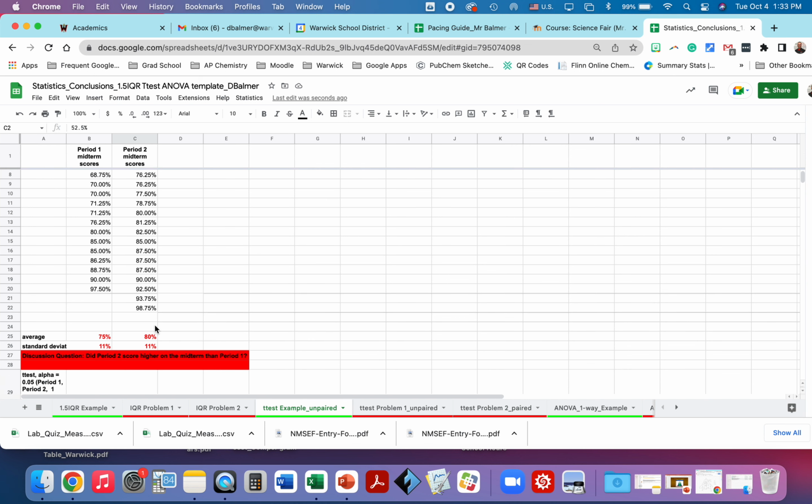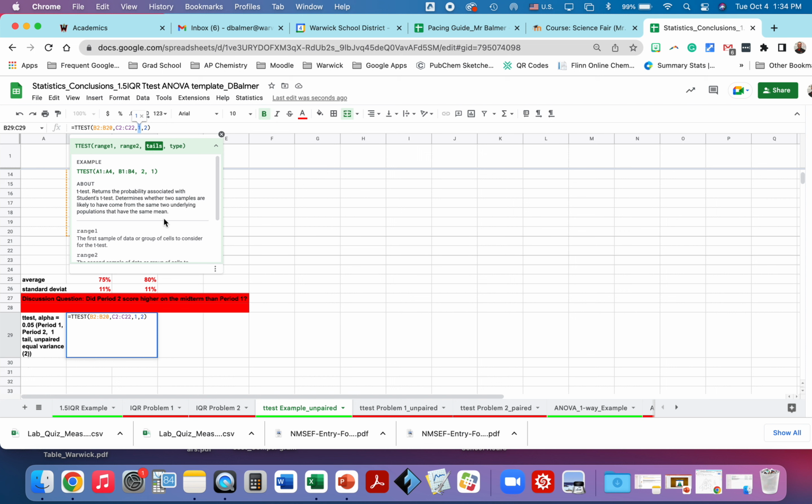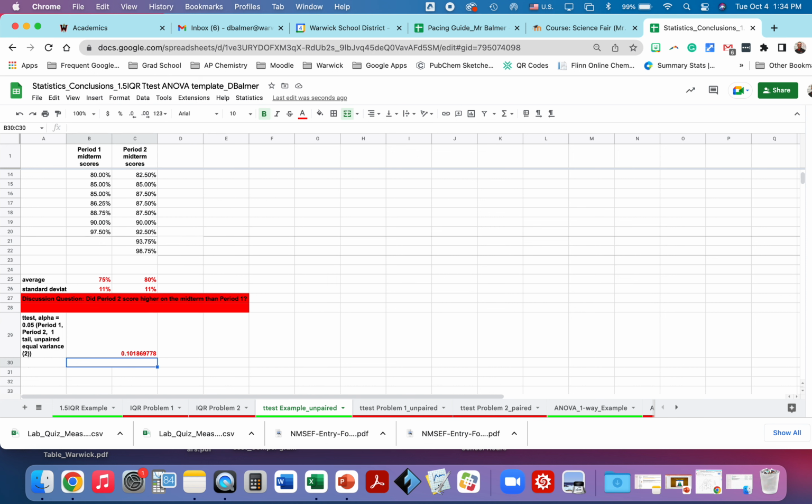But back in my example, just to review one more time, I highlighted the two sets of data. I'm doing a one-tailed t-test because I'm looking at better than, or in the opposite case, worse than. And I'm looking at type 2. Now I get a p-value. My p-value is 0.10, which basically means 10%. You'll notice over here it says that I have an alpha level of 0.05 or 5%.